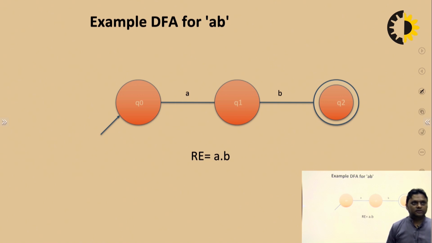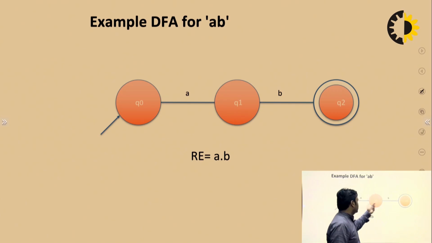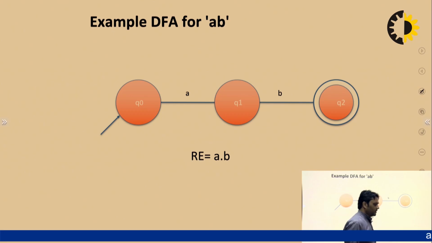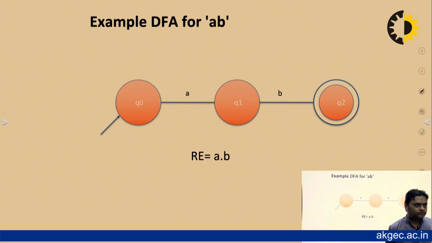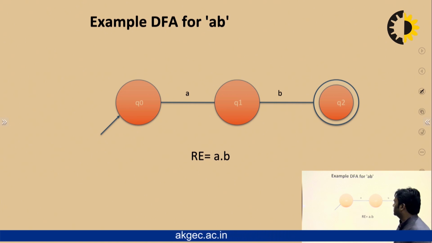So this is the example of one DFA. Write it here for AB. The regular expression for this is A dot B, meaning this diagram accepts the string AB. Now we explain finite automata with the help of language and regular expression.